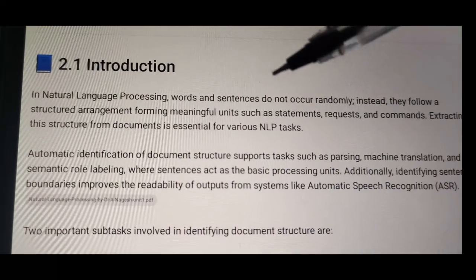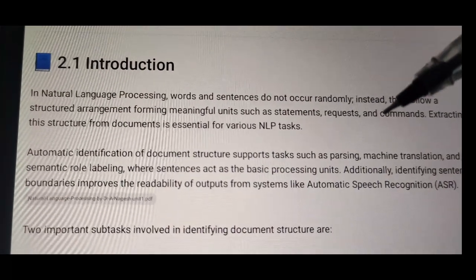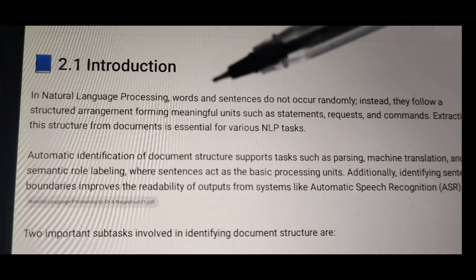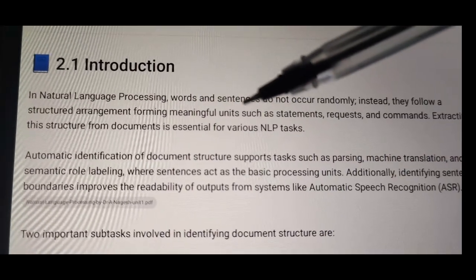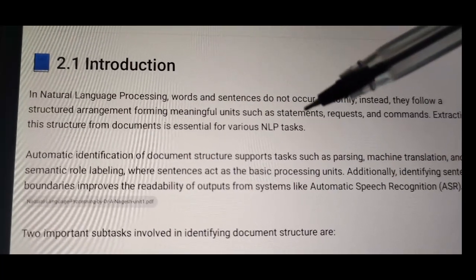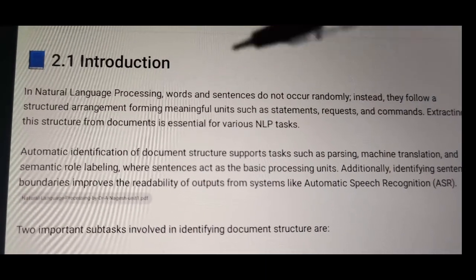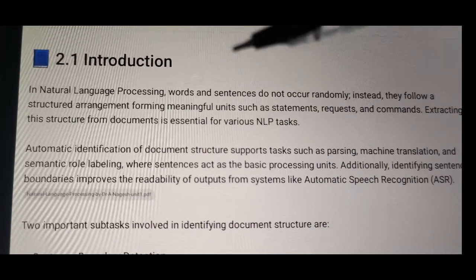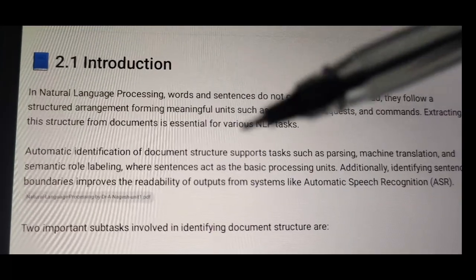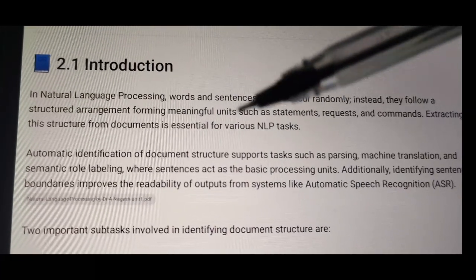In NLP, words and sentences do not occur randomly. Instead, they follow a structured arrangement forming meaningful units. What are these meaningful units? They might be statements, requests, or commands. So, the topic is finding the structure of documents, right? Extracting the structure of the documents is essential for NLP tasks.